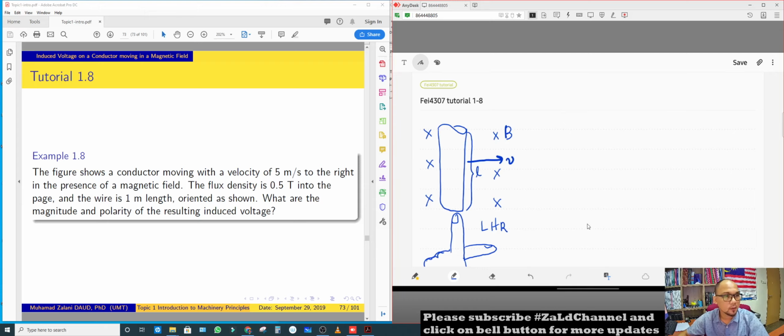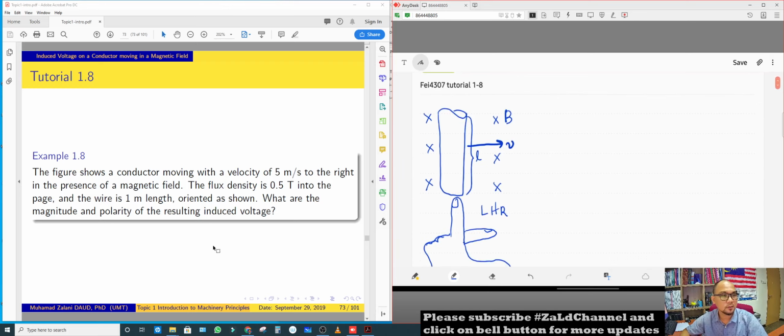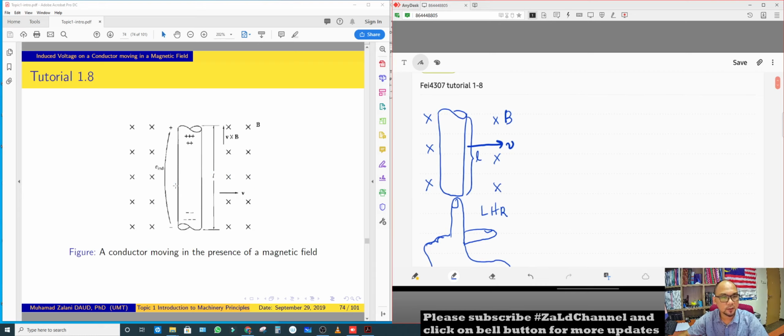Okay, so this tutorial question is based on the Chapman's book example 1.8. So let me read the question first. The figure shows a conductor moving with a velocity of 5 meters per second to the right in the presence of magnetic field. The flux density is 0.5 Tesla into the page and the wire is 1 meter length, oriented as shown in the figure.